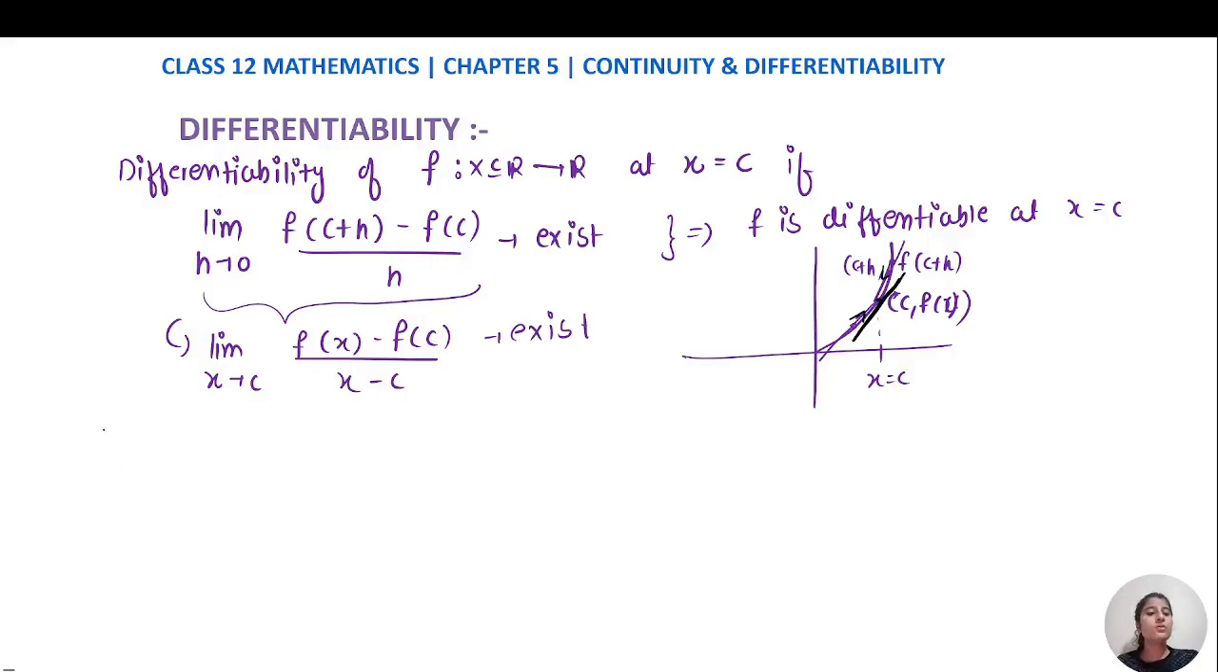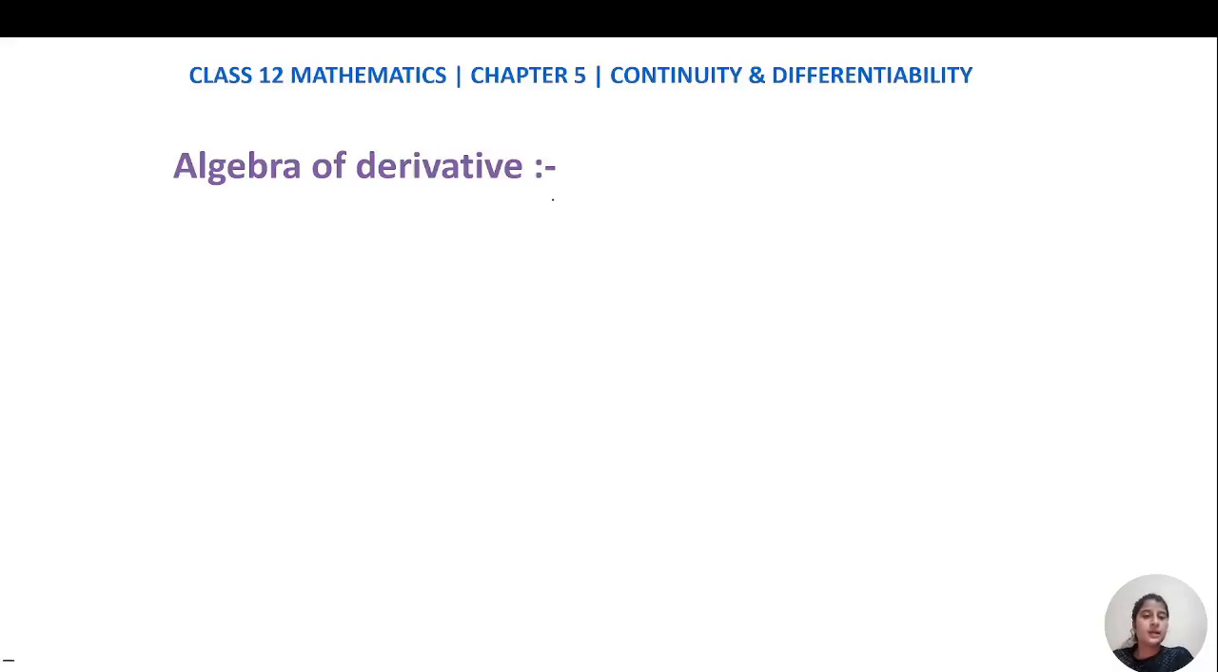Now, how is it denoted? Its denotation is f dash of c, or another way is d by dx, as we are differentiating with respect to x, so it is dy by dx of f of x at x equals c. If this limit exists, then we say the function is differentiable, and the derivative of this function at c is denoted by f dash of c. Now let me do its algebra of derivatives.